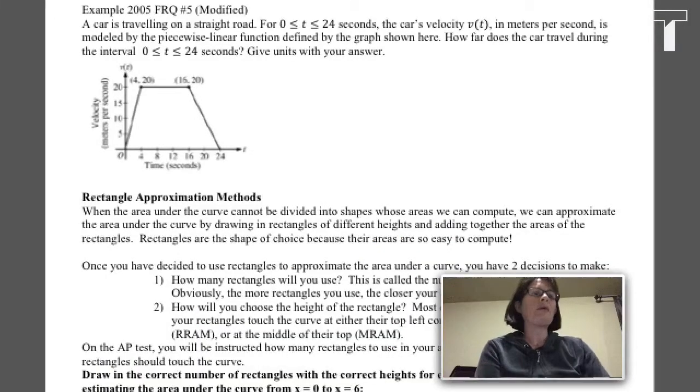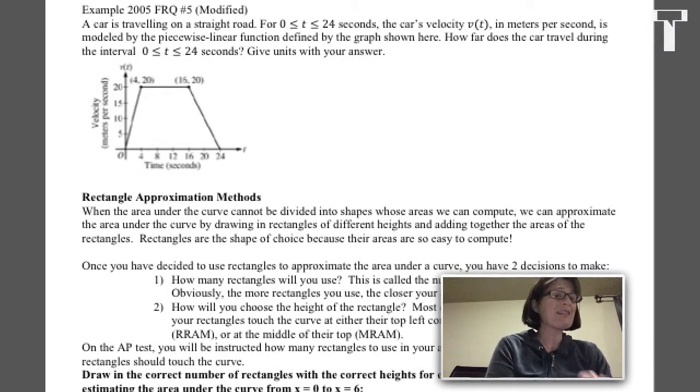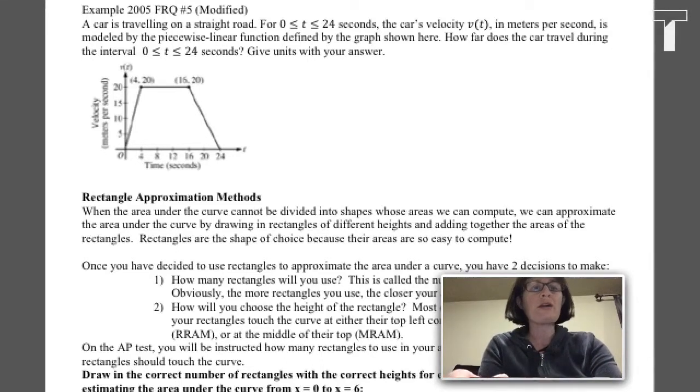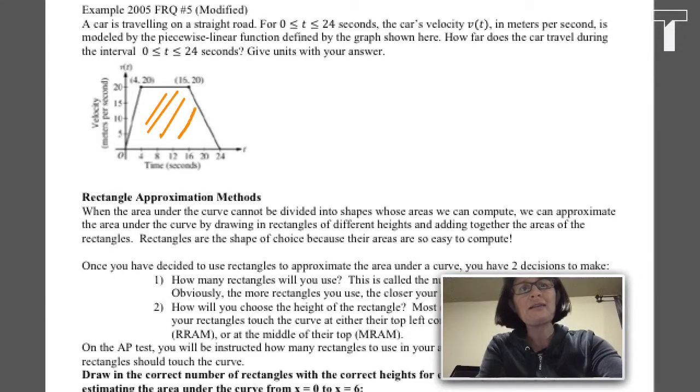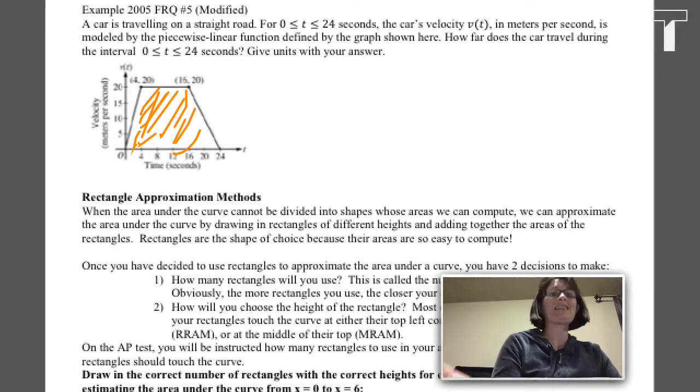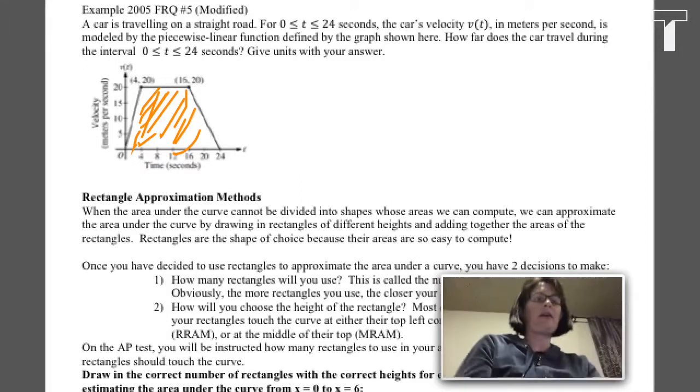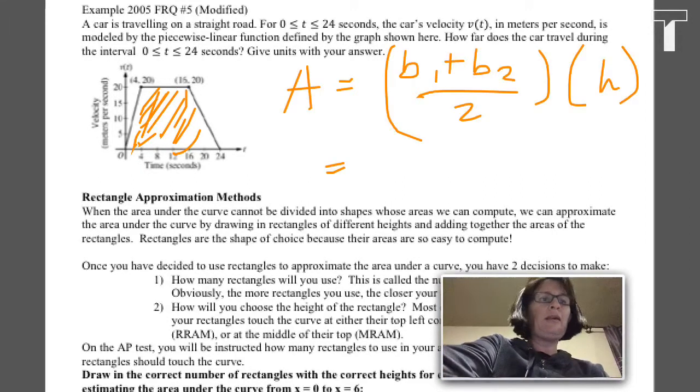So one last example, I have a car traveling on a straight road for 0 to 24 seconds. The velocity is given by this graph, which is piecewise and linear. The question is, how far does the car travel during that interval 0 to 24 seconds? Well, here we go. Distance traveled is area under the velocity curve, so I need essentially the area of this shape, which I hope again you'll recognize as a trapezoid. I can compute the area of a trapezoid. That's the average of the bases multiplied by the height.